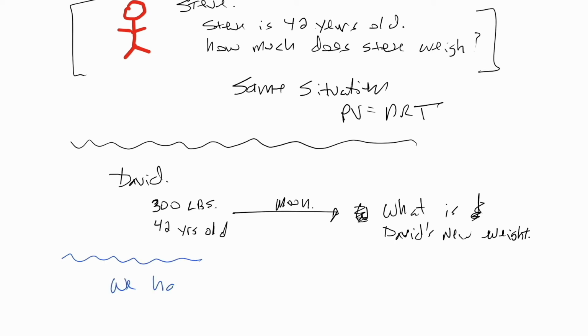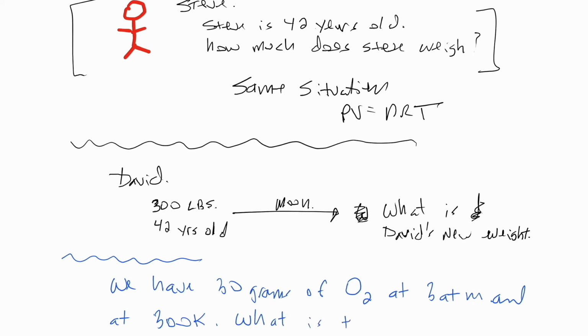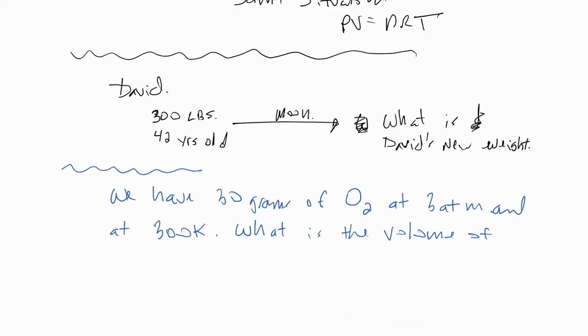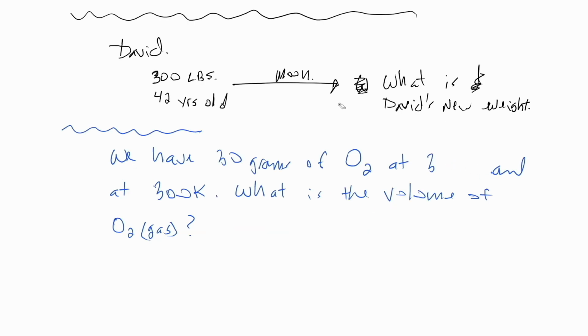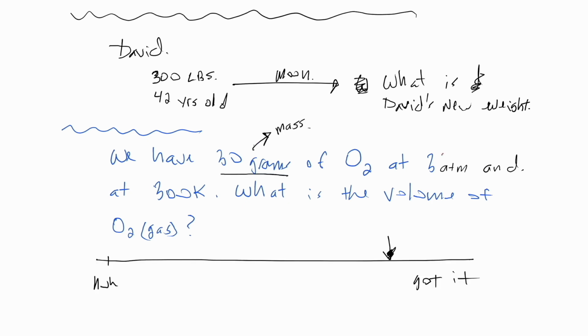Here's another problem. We have 30 grams of O2 at 3 atmospheres and at 300 Kelvin. What is the volume of oxygen gas? Okay, so we need to know, is that situation A to situation B, or same situation? Well, what's our gas starting off at? What is this 30 grams? It's its mass. We have mass, right? And what is this 3 atmospheres business? Pressure. So we have mass, we have pressure. All right, and what is this right here? Temperature. So look, mass, pressure, temperature.